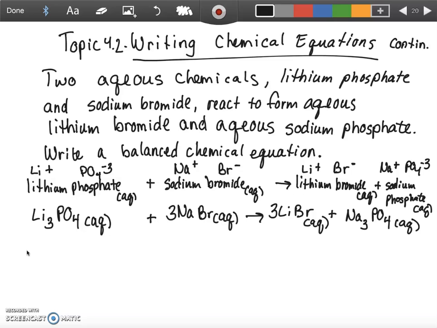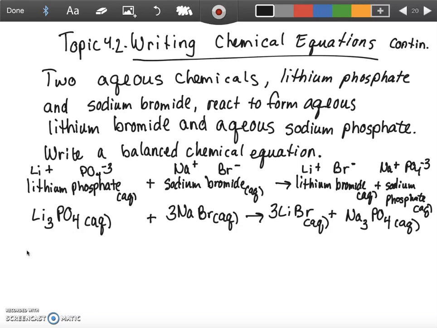Alright, let's go back through one more time to make sure everything is balanced. 3 lithiums, 3 lithiums. 1 whole phosphate group, 1 whole phosphate group. 3 sodiums, 3 sodiums. 3 bromines, and 3 bromines. Alright, that's balanced.